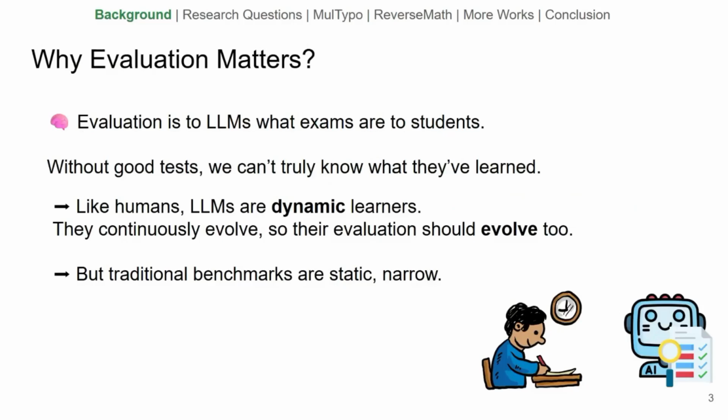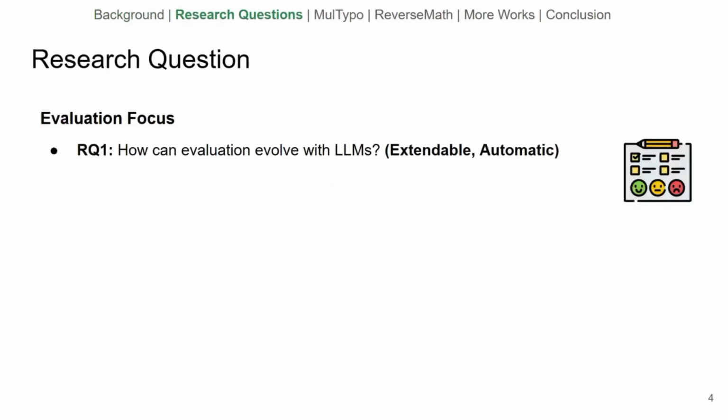For instance, currently one of the very popular benchmarks for commonsense tasks is called MMLU. It was proposed years ago, but it is still widely used for these so strong and advanced LLMs. So here comes our first research question. How could we make evaluation also evolve like LLMs?